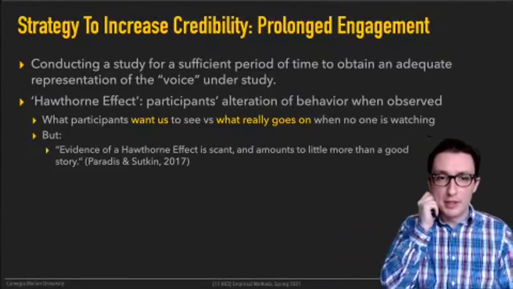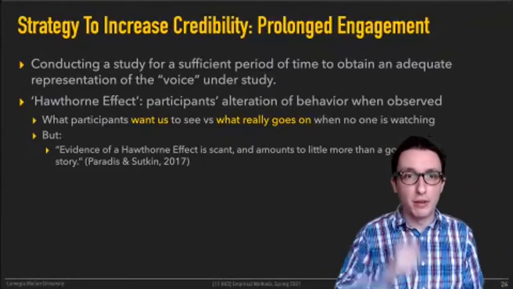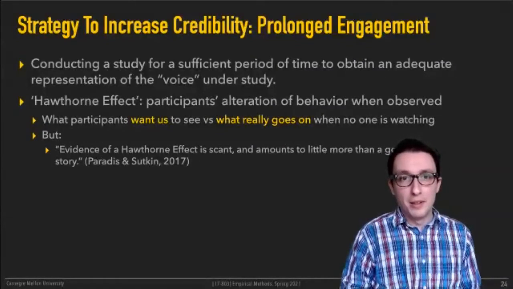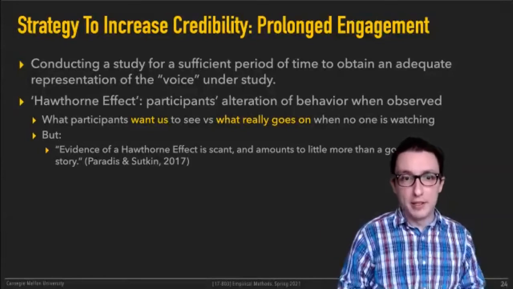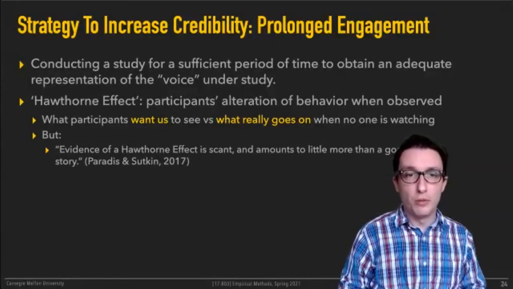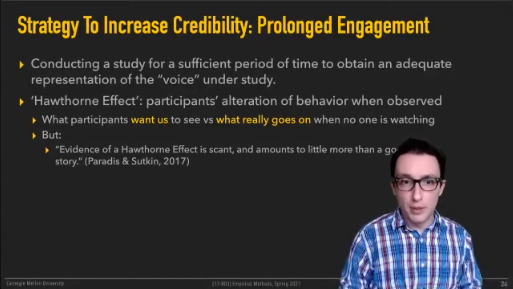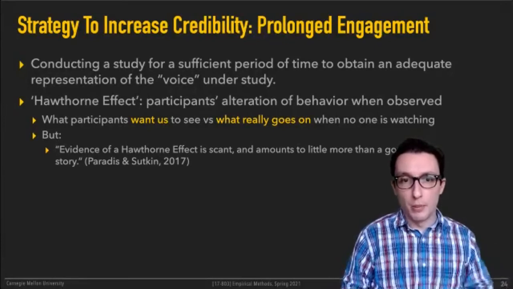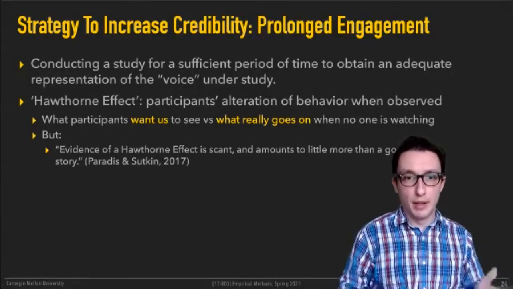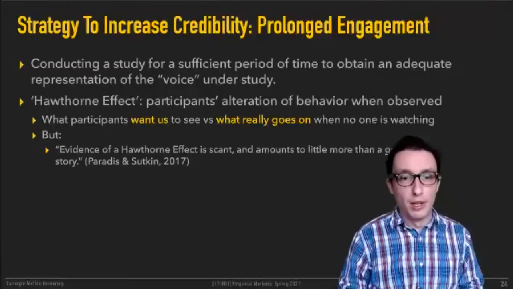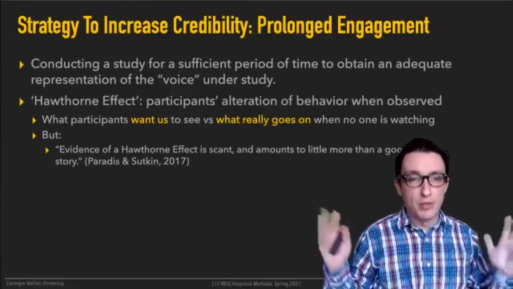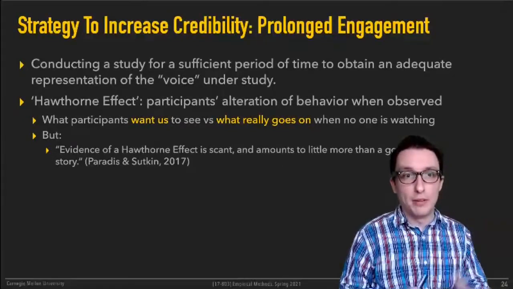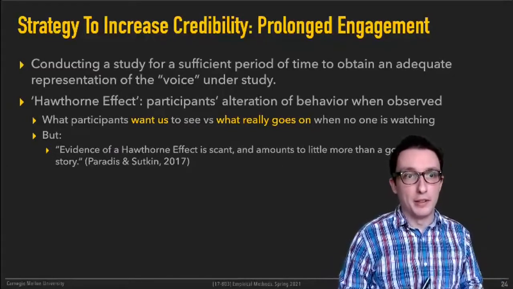You've probably heard about this, a very famous social psychology effect going back to the 1920s or something, the Hawthorne effect. Do you know about this? Basically, the idea is that participants alter their behavior when observed. And you've probably seen this in different flavors. I also complained about this in class before, when I said that people will just tell you what you want to hear as opposed to what they're actually thinking, right? So that's kind of the same idea here.